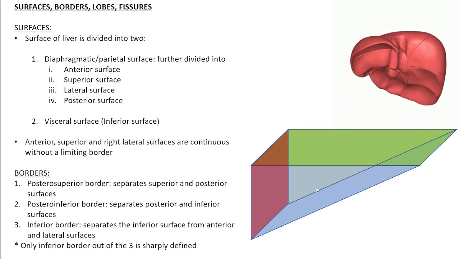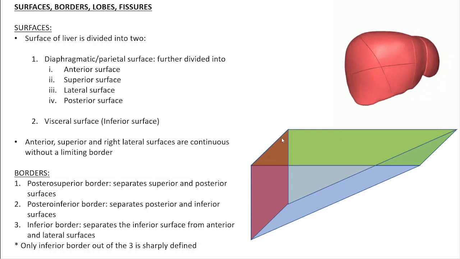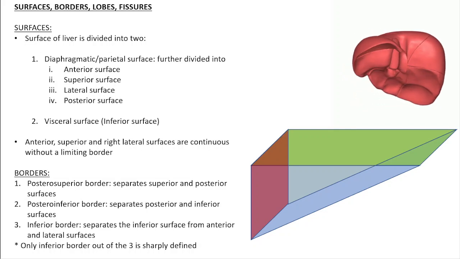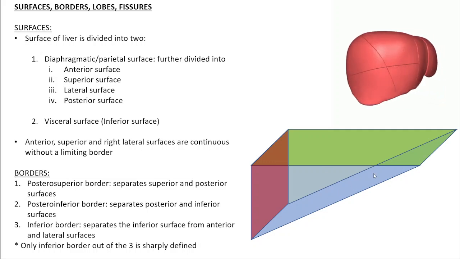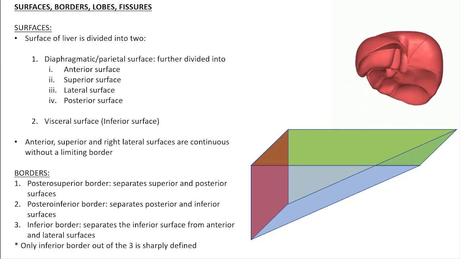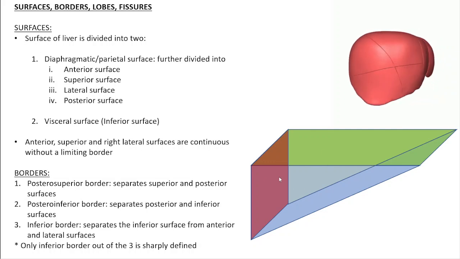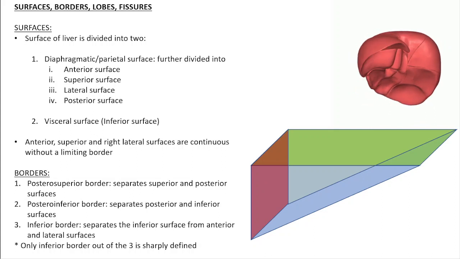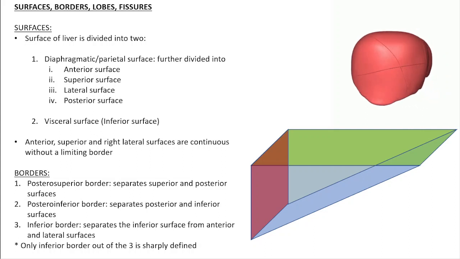Another triangular surface facing posteriorly, that is the posterior surface. And a quadrangular surface facing laterally towards the right side, called as the lateral surface or the right lateral surface. Now out of these, the one facing inferiorly, that is related to other viscera of the abdominal cavity, so it is also referred to as the visceral surface. Whereas the remaining four surfaces, the anterior, superior, posterior, and the right lateral, they are more or less related to the diaphragm or the body wall. So they are also called as the parietal surface or the diaphragmatic surface, right?